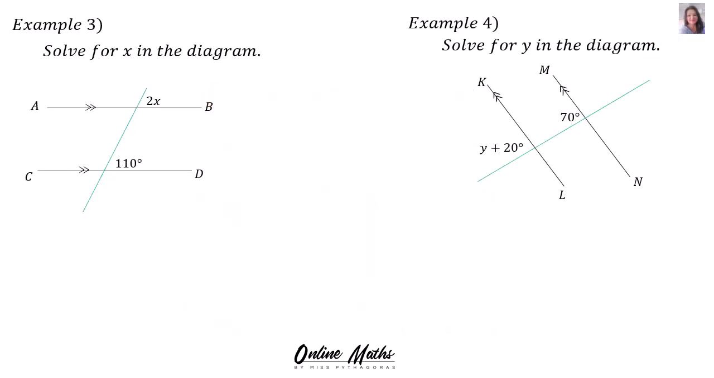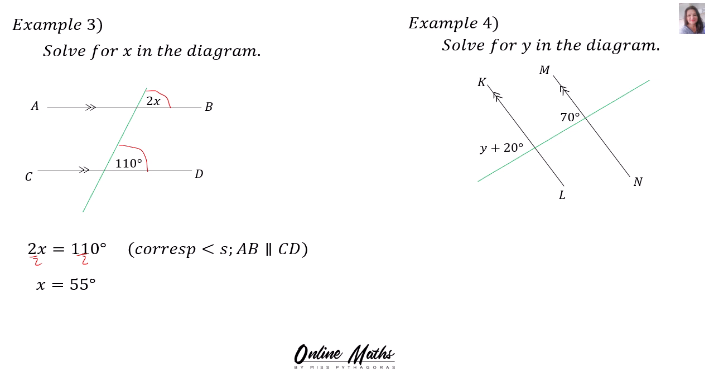Let's do some examples. Example 3. Solve for x in the diagram. Now, it's very clear that you've got two parallel lines. There's your transversal, and then 110 degrees and 2x. Can you see they are corresponding angles? Therefore, you can say 2x is equal to 110 degrees, and your reason, corresponding angles equal, and add AB parallel to CD. And then you can solve x by dividing away the 2 on both sides. So x is equal to 55 degrees.